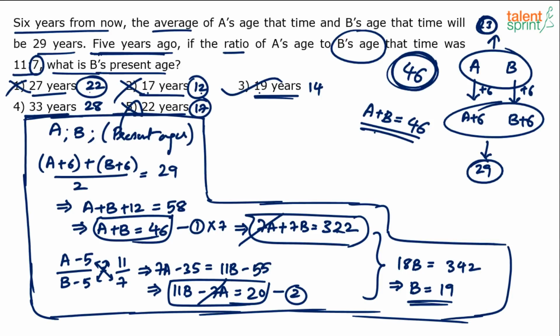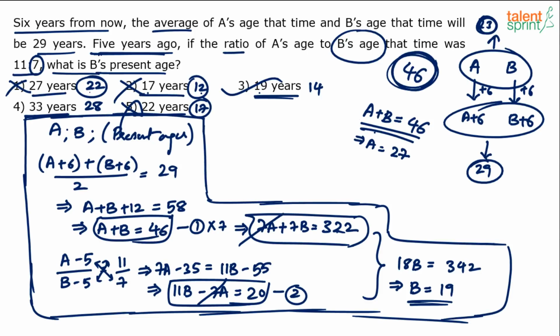So A plus B is 46. The one point that we have got to know is A plus B is 46. Now, according to option 3, B's present age is 19. If you put B equals 19, what should be A? 46 minus 19. What is 46 minus 19? 27. So according to option 3, where B's age is 19 years, A's age should be 27 years. Only then the sum can become 46.